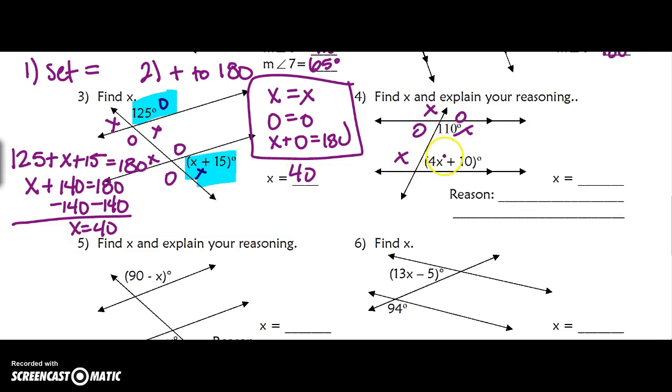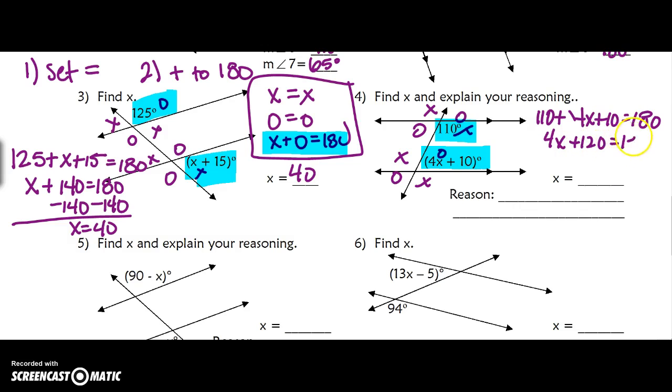In problem number 4, if we do our tic-tac-toe board again, notice that you have an X and an O, and guess what we do again? Set it equal to 180, so 110 plus 4X plus 10 is equal to 180. So 4X plus 120 is equal to 180. When you subtract 120, you're going to get 60, so X is 15. And the reason behind that is same side interior angles are supplementary.